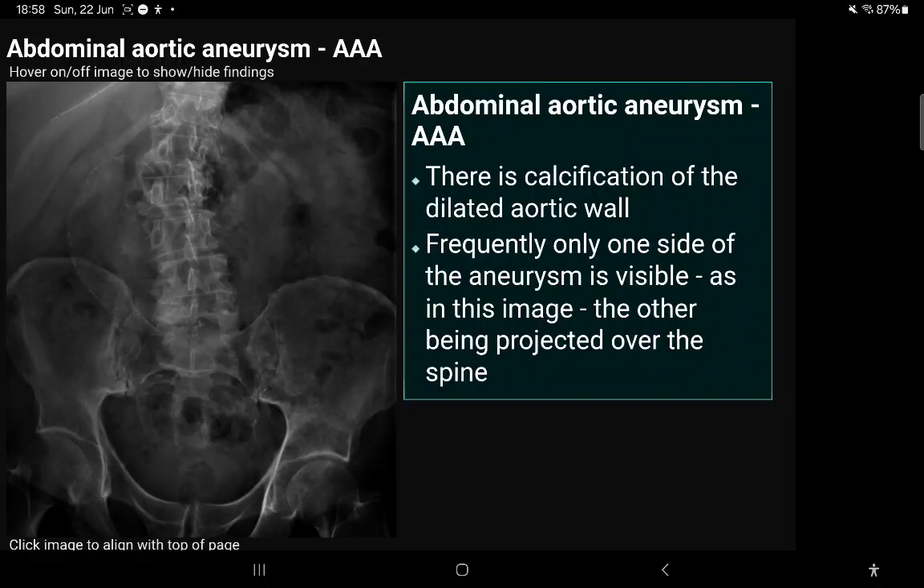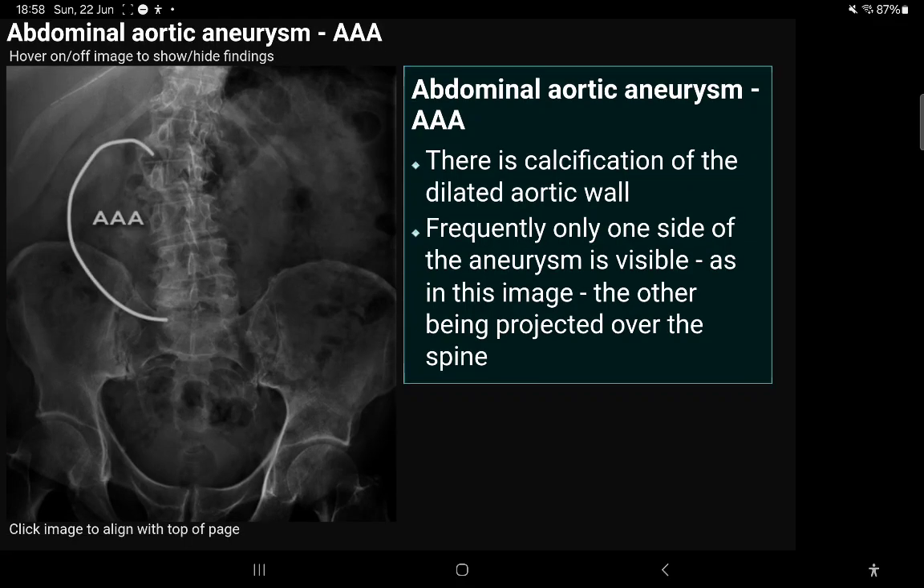Here, calcification in an abdominal aortic aneurysm. Abdominal aortic aneurysm: there is calcification of the dilated aortic wall. Frequently, only one side of the aneurysm is visible, as in this image, the other being projected over the spine, so we can't visualize it. Here, the calcification within the abdominal aortic aneurysm wall. Over here, again. This is the abdominal aortic aneurysm calcified wall.